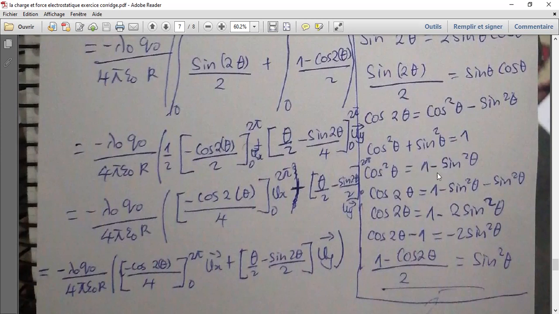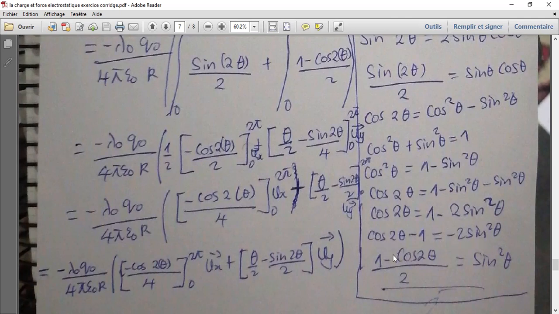So when I replace cos squared theta here with 1 minus sine squared theta, minus sine squared theta, I'll have 1 minus 2 sine squared theta. The 1 will go to the other side, so we have cos 2 theta minus 1 is equal to negative 2 sine squared theta. Then I just divide by negative 2, negative 2, and you see that the 1 will become positive.